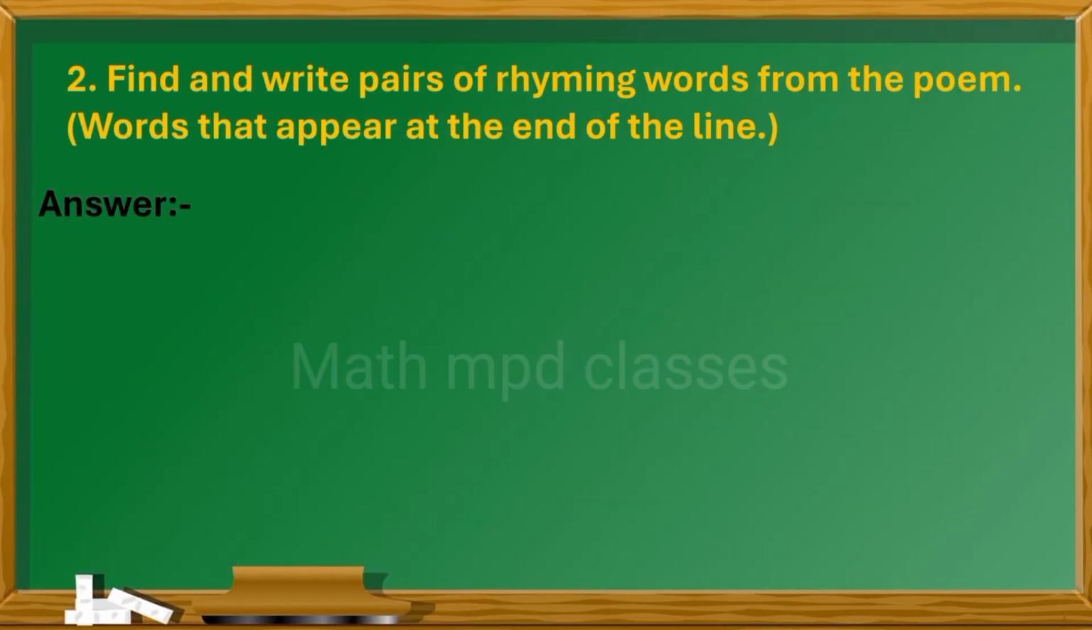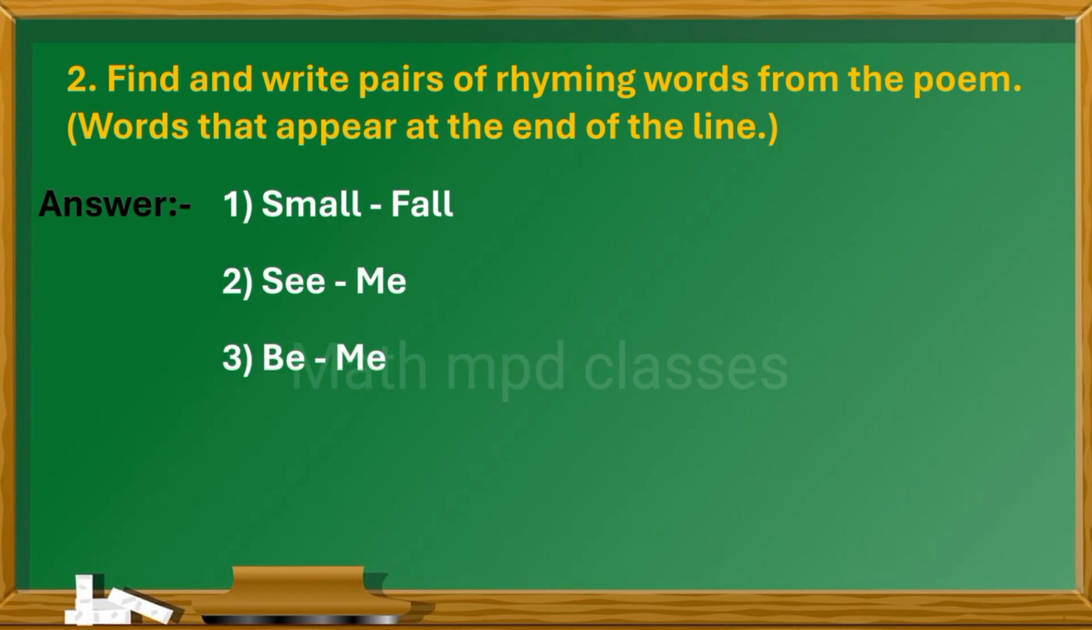Next question. Find and write pairs of rhyming words from the poem. Words that appear at the end of the line. First, small, fall. Second, see, me. Next, be, me. Next, true, you.